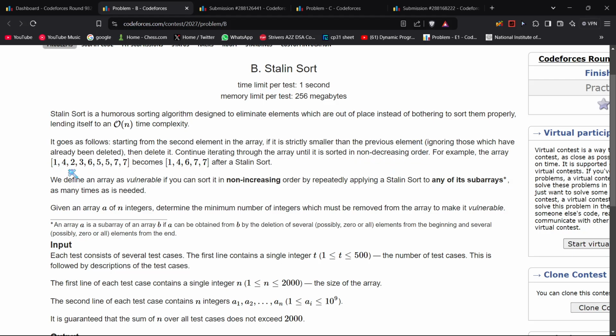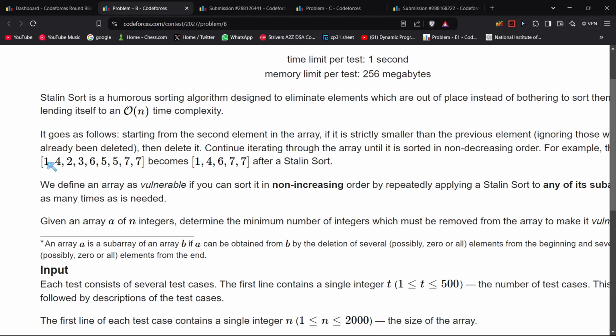For example, this array is given, so start from 1. Is 4 greater than 1? Yes, keep it. Is 2 greater than or equal to 4? No, remove it. Is 3 greater than or equal to 4? No, remove it. Is 6 greater than or equal to 4? Yes, keep it. Is 5 greater than or equal to 6? No, remove it. Is 5 greater than or equal to 6? No, remove it. Is 7 greater than or equal to 6? Yes, keep it. Is 7 greater than or equal to 7? Yes, keep it. So this is our array after applying Stalin sort.